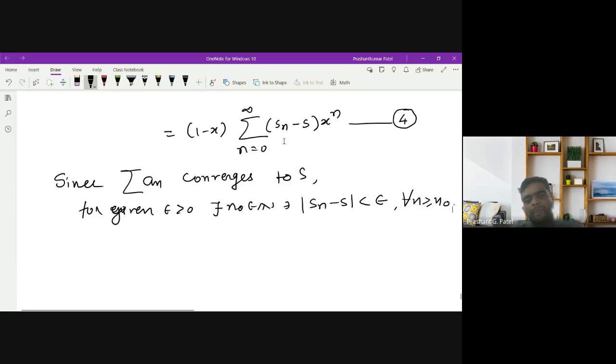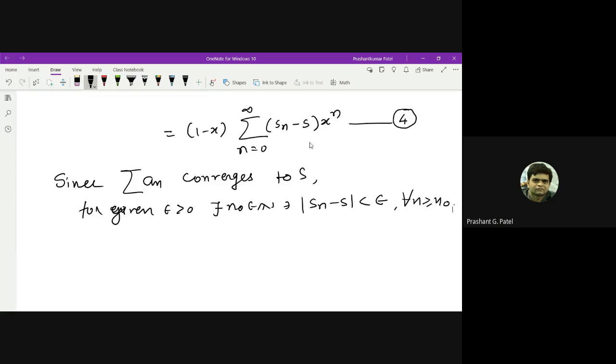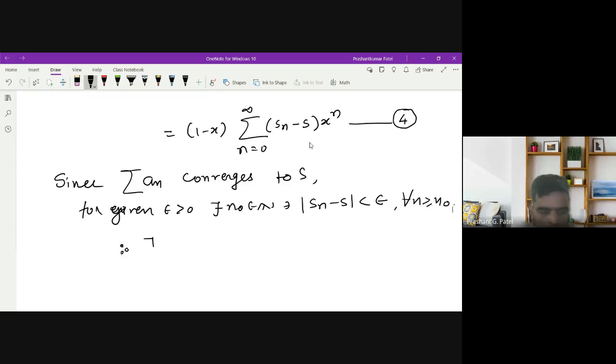What will happen now for 0 to n0? In the 0 to n0 part, Sn minus S is bounded. So what we can say is, therefore, there exists some M greater than 0, such that |Sn minus S| is less than M for every n. We can say this.